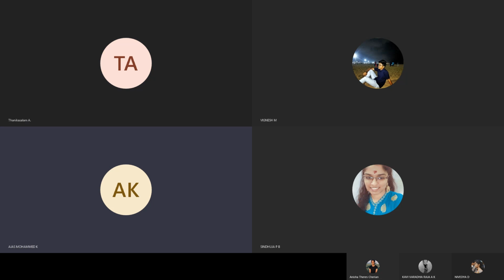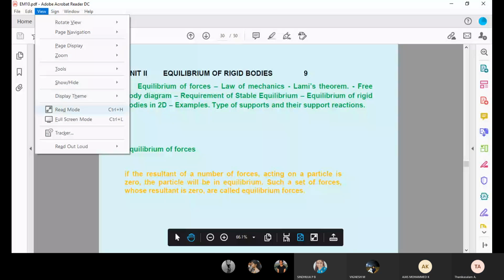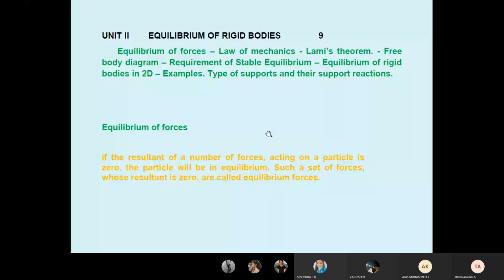Then transmissibility. After that, couple and moment. Then Varignon's theorem, Lami's theorem. Good. Okay, good. Class representative, can you summarize what we discussed?